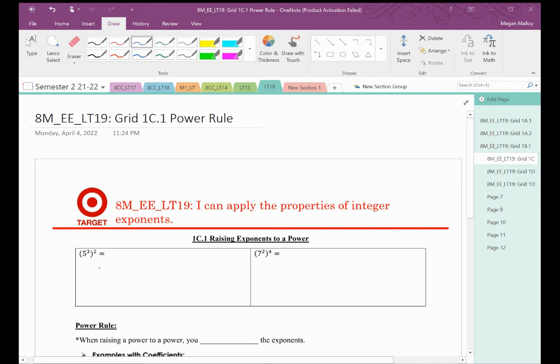So what this means is I have 5 to the third times itself twice, including that exponent. And we know that 5 to the third means 5 times 5 times 5. And then 5 to the third again is 5 times 5 times 5. So altogether, that is a base of 5 multiplied by itself 1, 2, 3, 4, 5, 6 times. So we get 5 to the 6th power.